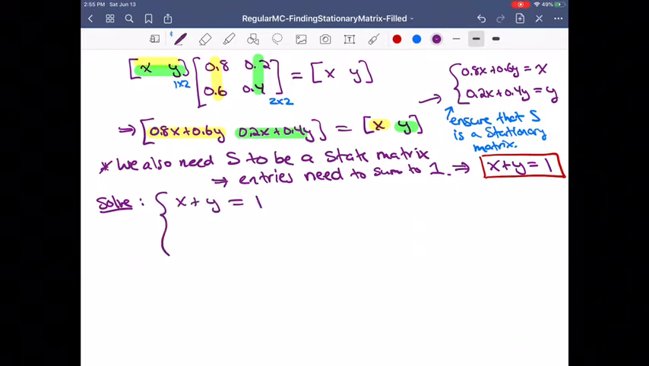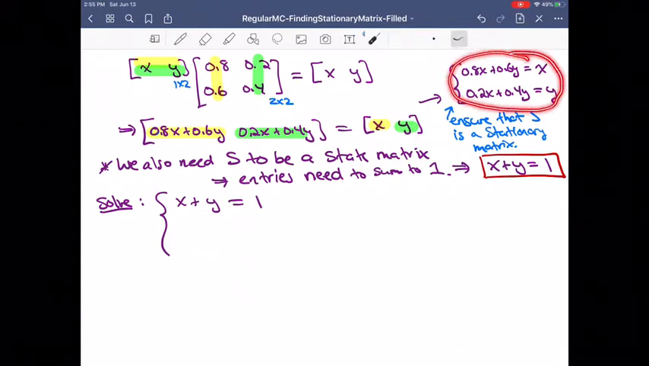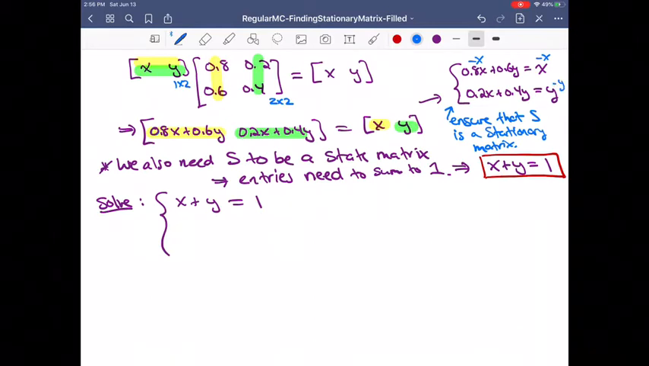Now, I probably am going to use Gauss-Jordan for this. What I'm going to do to these equations is I need the x's together and the y's together. So up here, I'm going to subtract x on both sides, and on equation 2, I'm going to subtract y on both sides, so that I have zeros after the equals. So this is going to be negative 0.2x plus 0.6y equals 0, and then 0.2x minus 0.6y equals 0. That's what I want to solve.